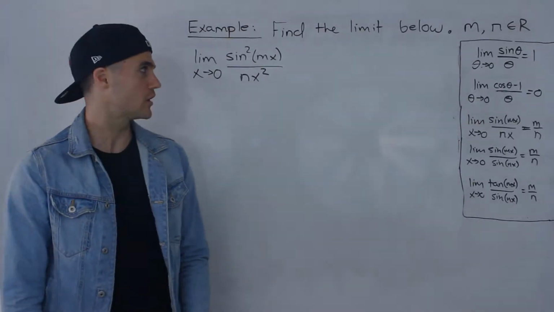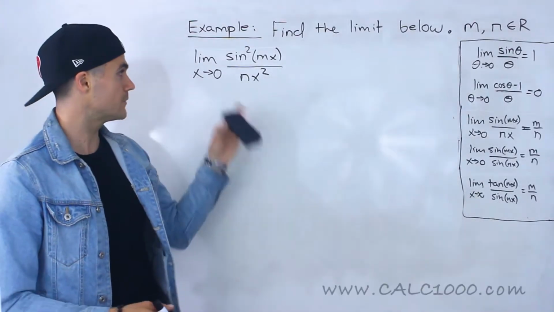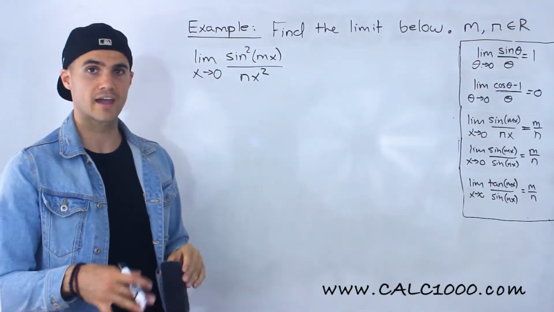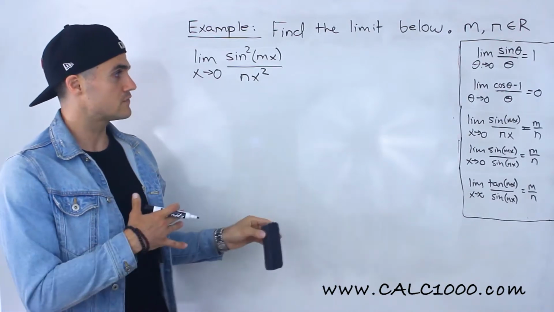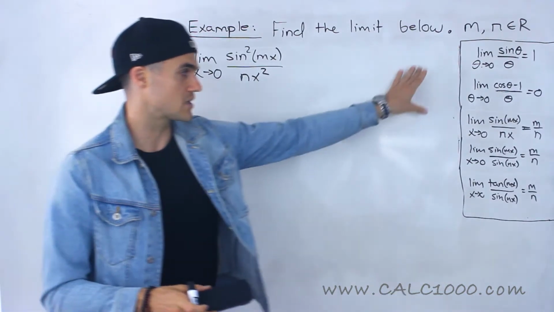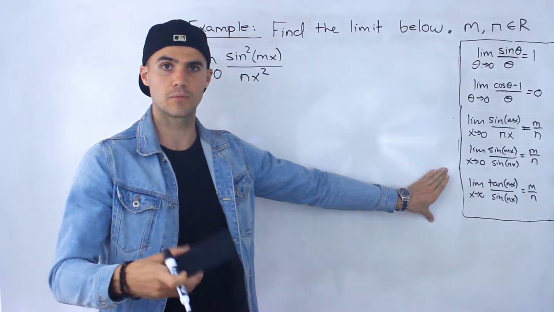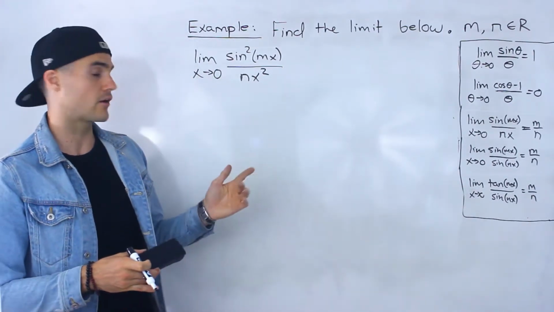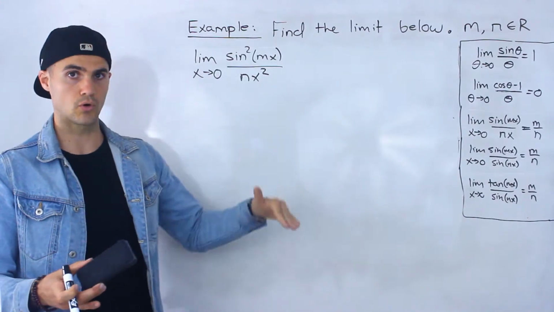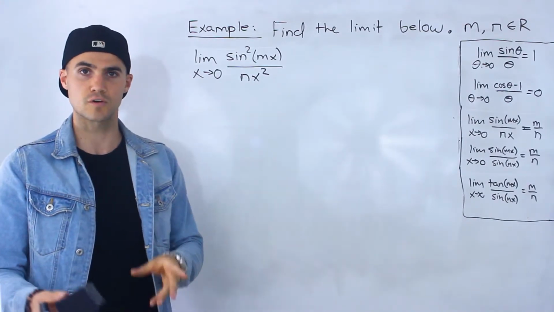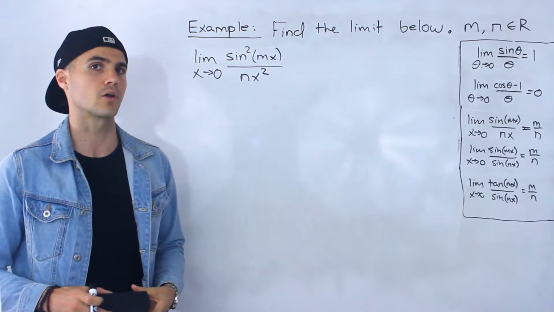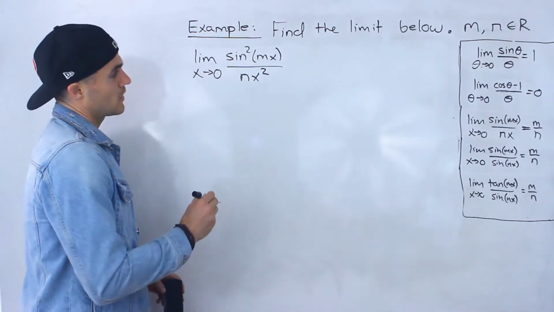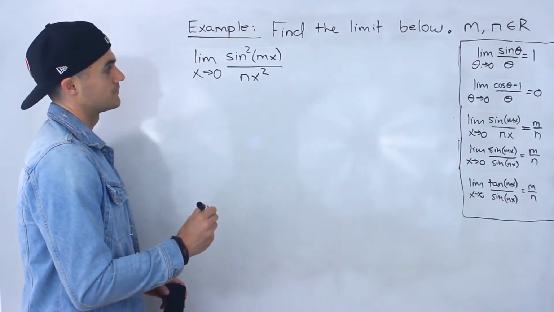Patrick here, and moving on to another trig limit. So we got the limit as x approaches 0 of sine squared mx over nx squared. Like I've done in the previous examples, I'm going to be using these results here to help me out in the process. If you didn't watch those previous examples that are listed on the site in a certain order before this one, please watch those first, because a lot of concepts are going to carry over. So we got the limit as x approaches 0 of sine squared mx over nx squared.